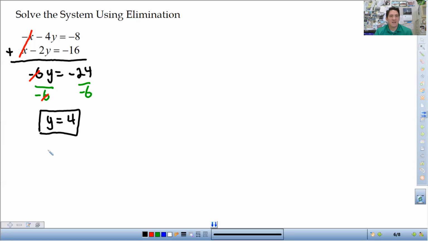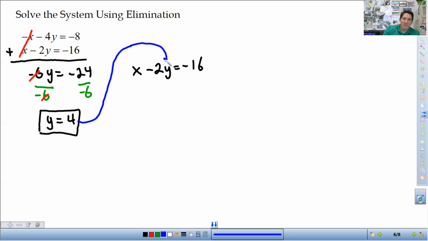So now I need to substitute this back in. You can use the top equation or bottom equation. The one that looks easier to me is the bottom one because the x doesn't have a coefficient on it. So it's going to be x minus 2y is equal to negative 16. Again, it's up to you. Top equation, bottom equation, does not matter which one. As long as your math's correct, it'll come out correct. Since this is a y, I'm going to substitute it in for y in the equation. Make sure you're putting it in for the correct variable.